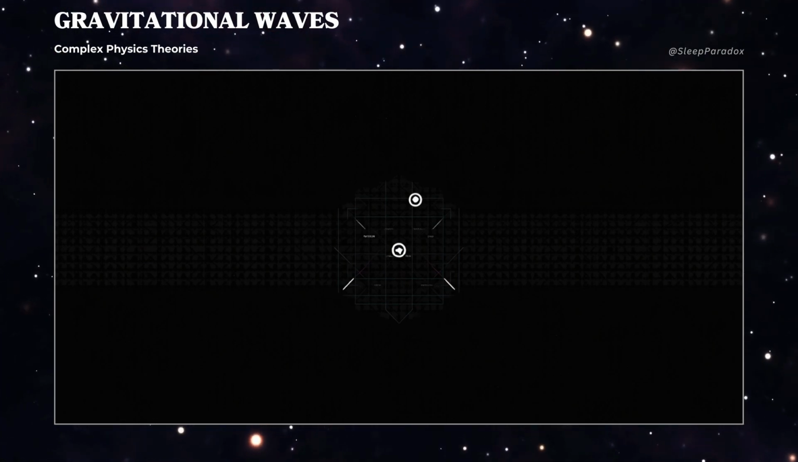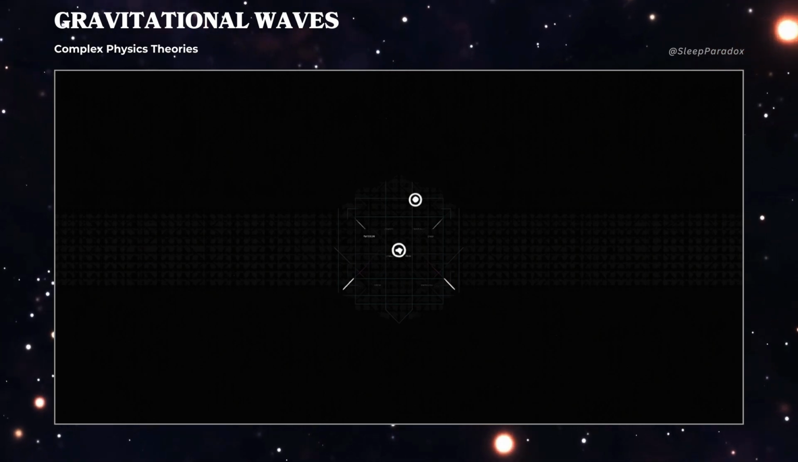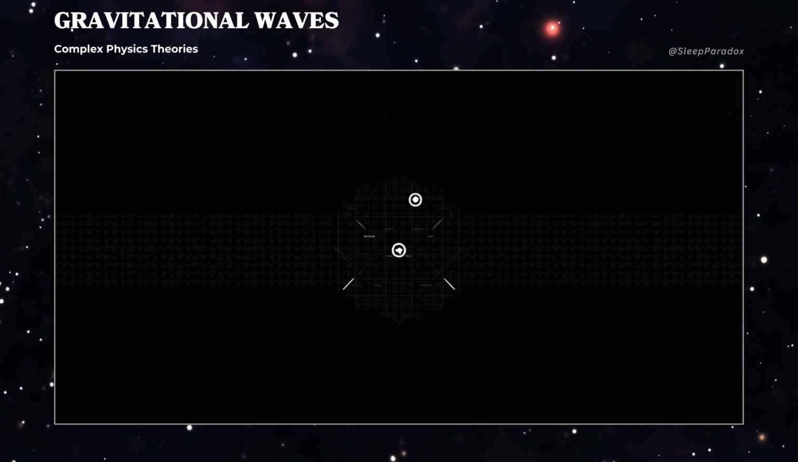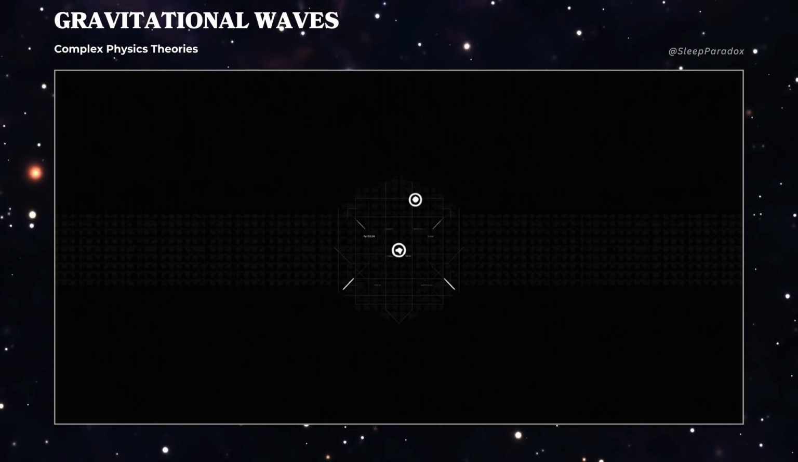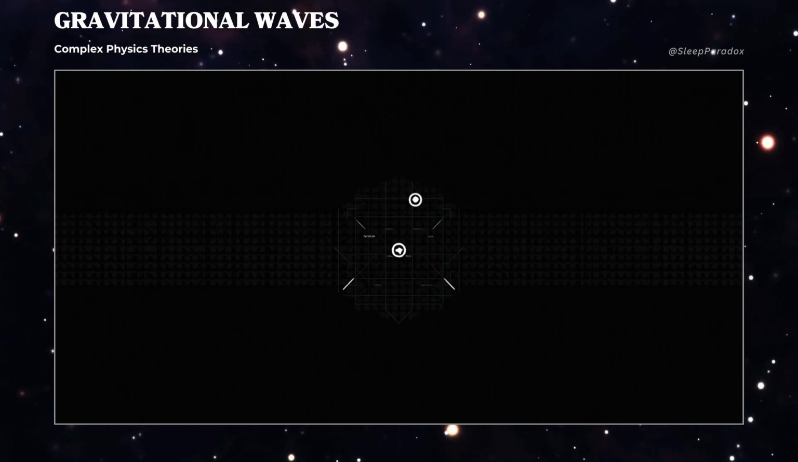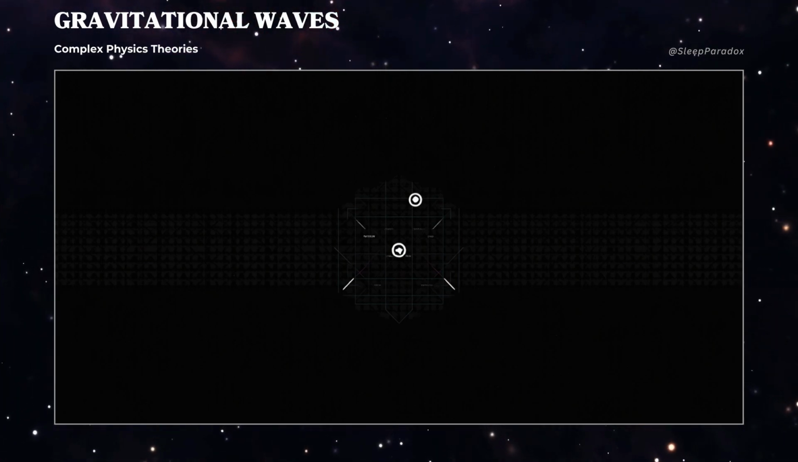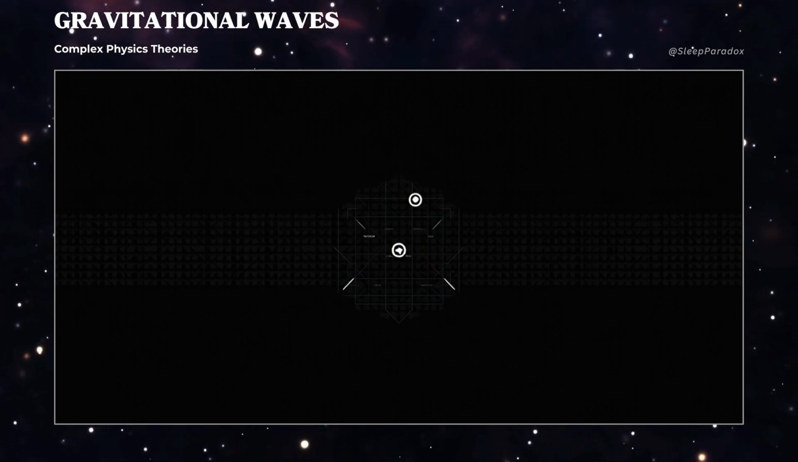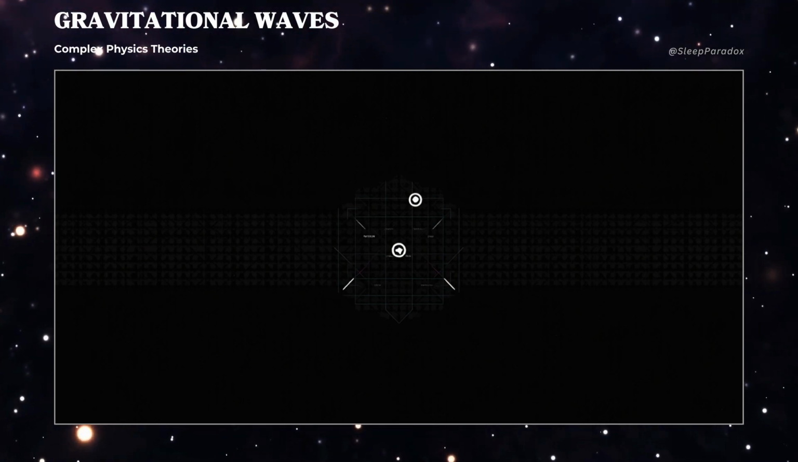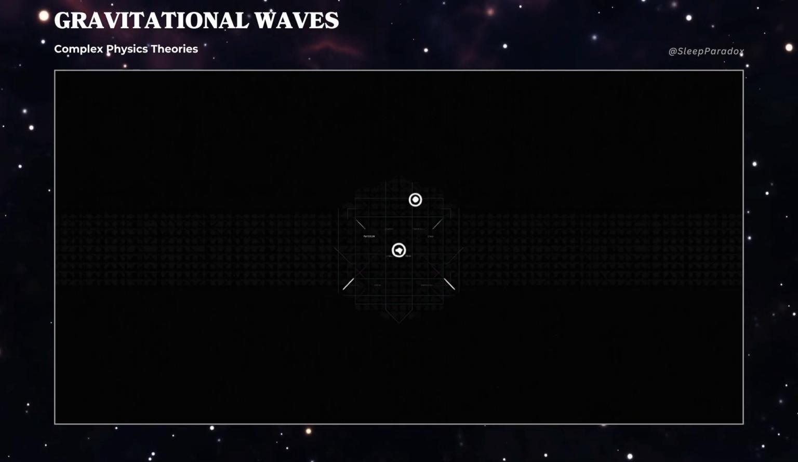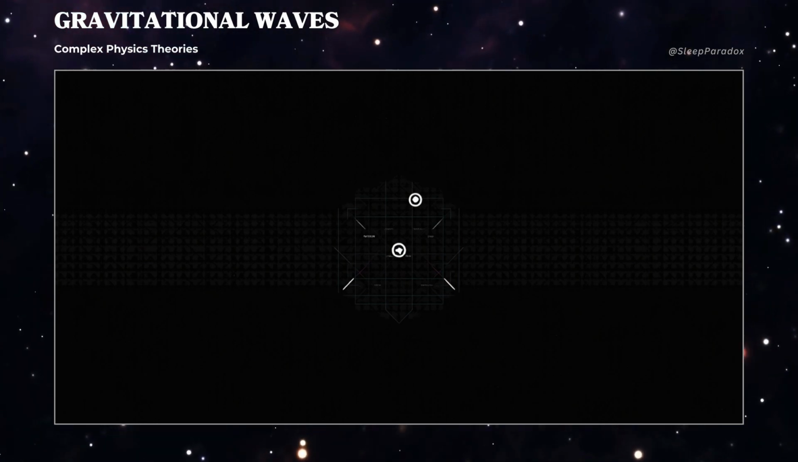Gravitational waves also provide a way to test general relativity in the most extreme conditions. So far, Einstein's predictions have held up perfectly. The waves travel at the speed of light. Their strength and shape match the models. But future observations might reveal subtle differences, clues that could point toward new physics.